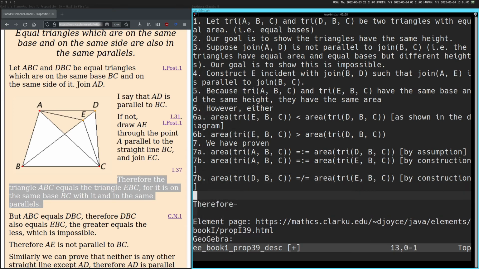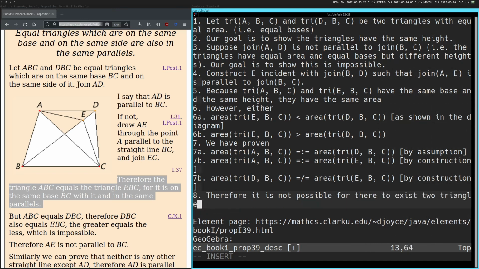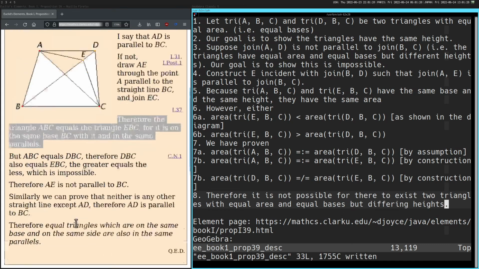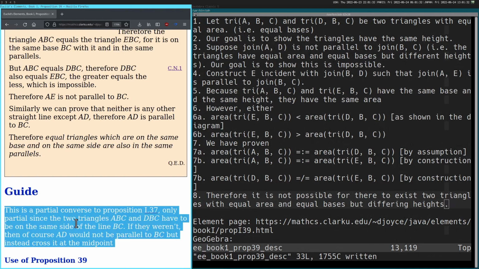All right, 8. It is not possible for there to exist two triangles with equal area and equal bases but differing heights. Awesome. Okay. Yeah, okay, so this is a partial converse.